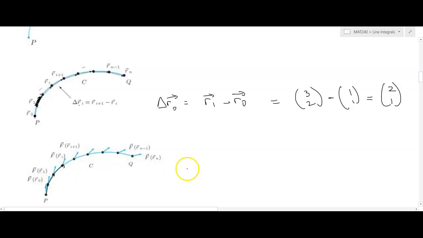If I wanted to say, am I going with or against the current? I could compute f, the velocity vector at the point r naught, and dot that with the displacement vector, delta r naught. That's going to give us a measure of to what extent we're going with or against the current at the initial point.